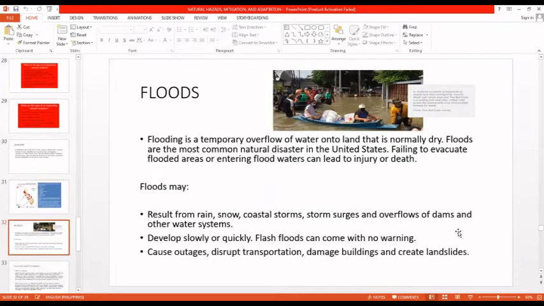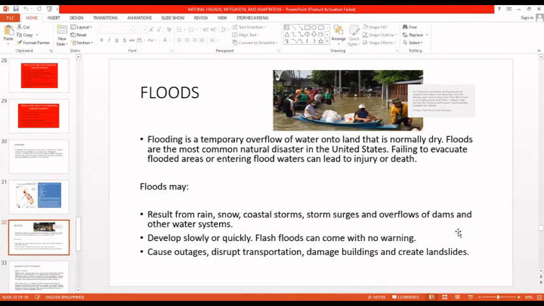Okay, next, let's go to floods. So flooding is a temporary overflow of water onto land that is normally dry. Floods are the most common natural disaster in the United States, even though it's not only in the US, no? Even here, way back when I was in high school, if it rained for 10 minutes, it wouldn't flood yet. Now even 5 minutes and it already floods. Diyos ko, ano ba naman yan?